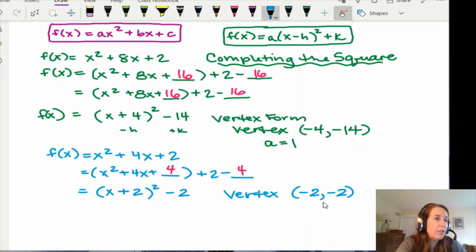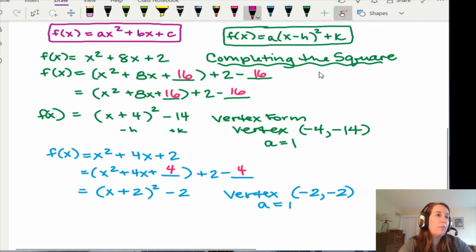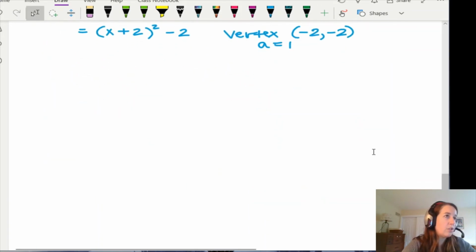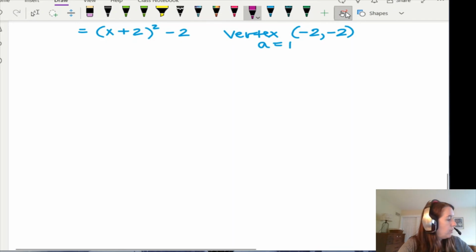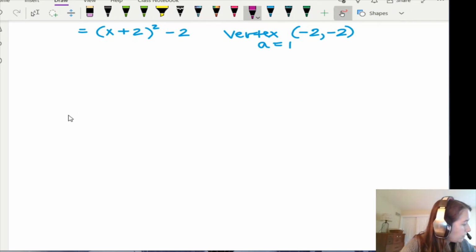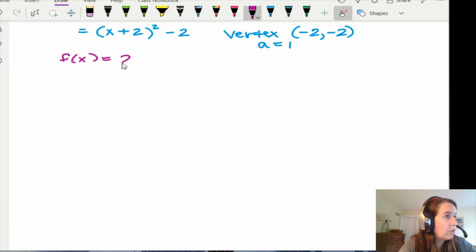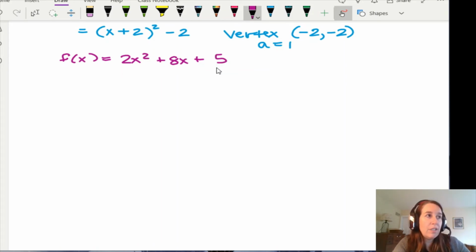All right, let's do another example where notice in this case the a was still 1. So we should do an example where the a is not 1 because that does actually make our algebra, we have to do a little bit more algebra with it. Okay, so for example, let's see. Oh, perfect. F of x is equal to 2x squared plus 8x plus 5. Okay, so the only difference, this is still in standard form, but notice that the a value is 2.